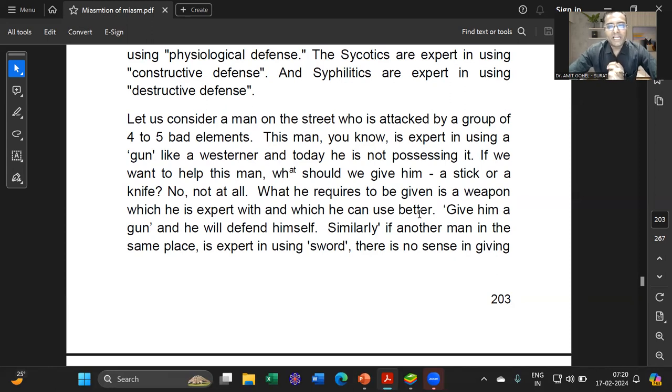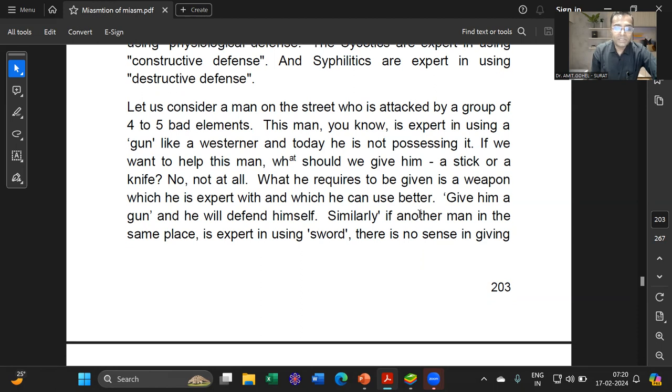This man, you know, is an expert in using a gun like a westerner, and today he is not possessing it. If we want to keep this man, what should we give him? A stick or a knife? No, not at all. What he requires is the weapon which he is expert with and which he can use in the battle. Give him a gun and he will defend himself.